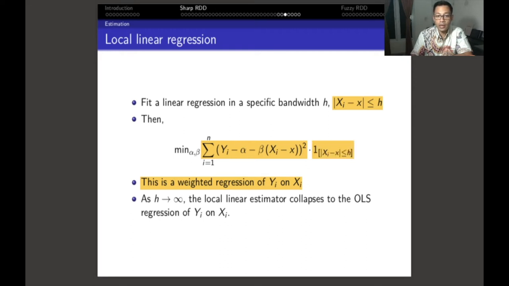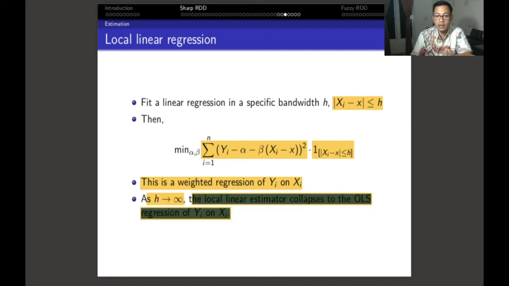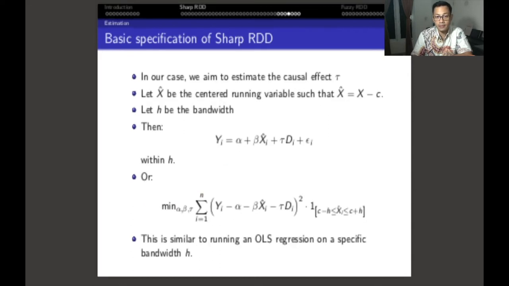This is a weighted regression of y on x. Now, as you can see, if the bandwidth gets large and close to infinity, then the local linear estimator actually collapses to the OLS regression of y on x. And so this is basically just an OLS within a specific bandwidth.